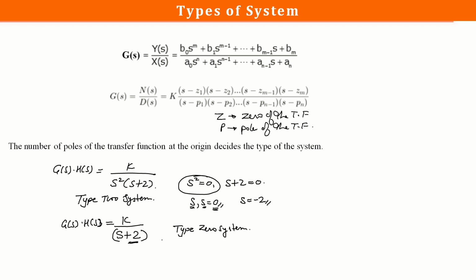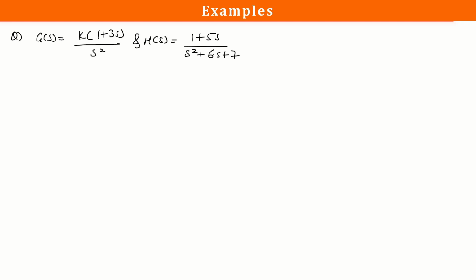So similarly, we can find the type of system. Let's take a few more examples to understand how to get the order of the system and the type of system. Suppose we are having G(s) as K(1 plus 3s) upon s square, and we are having H(s) equal to (1 plus 5s) upon s square plus 6s plus 7.